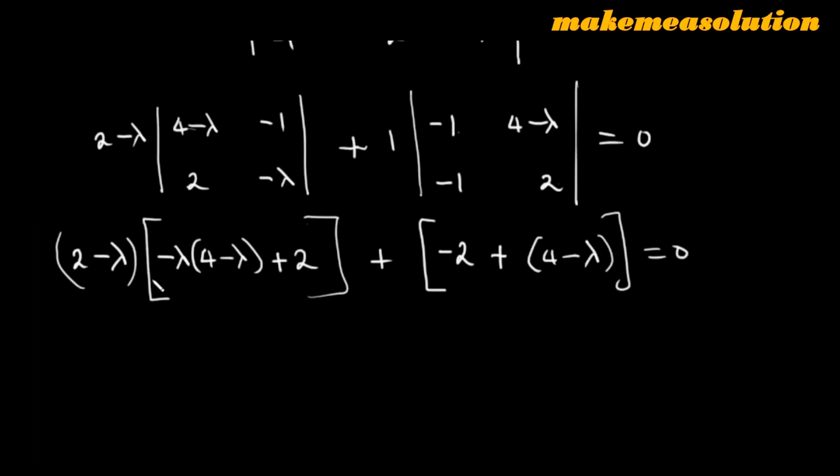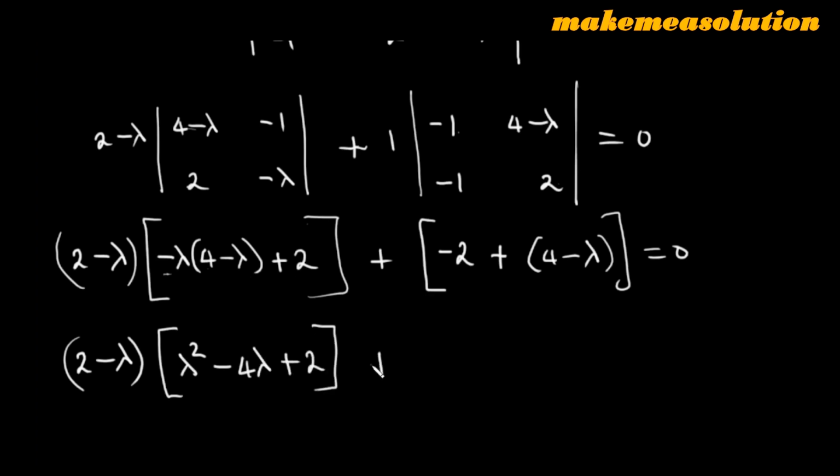I'm going to do some manipulations on this side so that we'll see what is happening. So 2 − λ into, if I expand these brackets, λ times −λ gives λ², minus λ times 4 is −4λ. Then you have plus 2. And when you evaluate this, you will have −2 plus 4.